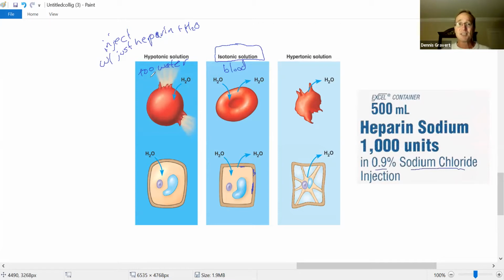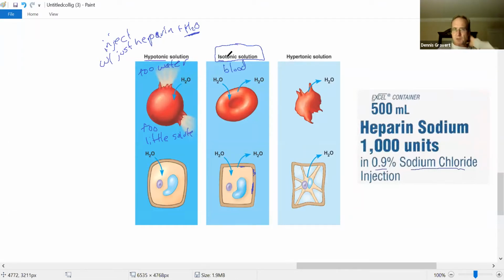In this case, there's too little solutes in the solution, in the environment. We just injected mainly pure water with a little bit of solutes, a little bit of the heparin. There's too little solute. So relative to the cell, if the cell looks outside and says, whoa, there's too little stuff dissolved, it's hypotonic, not isotonic.